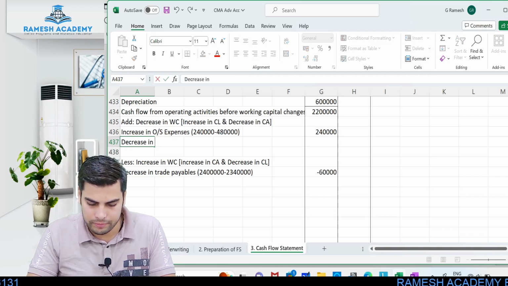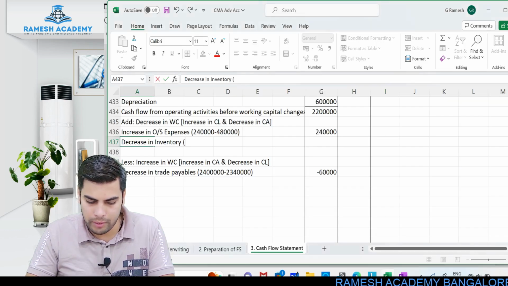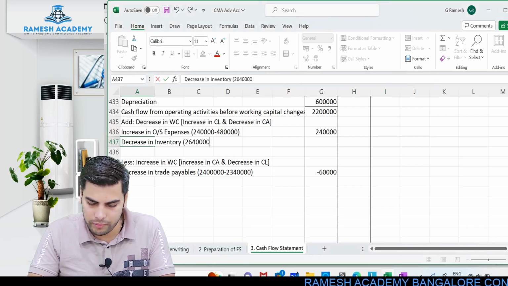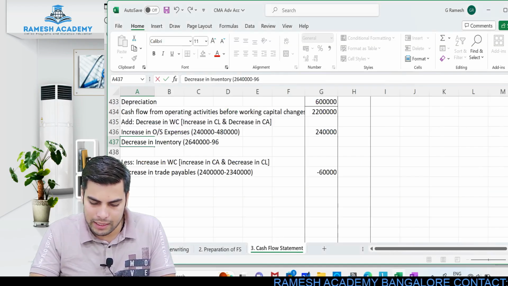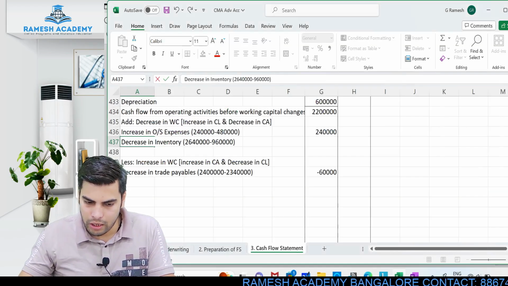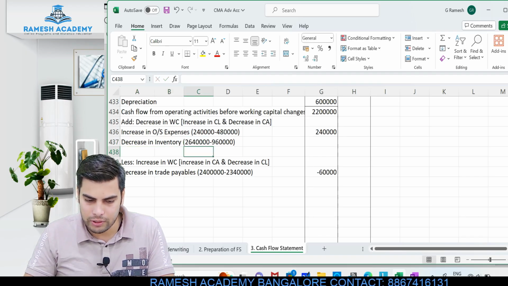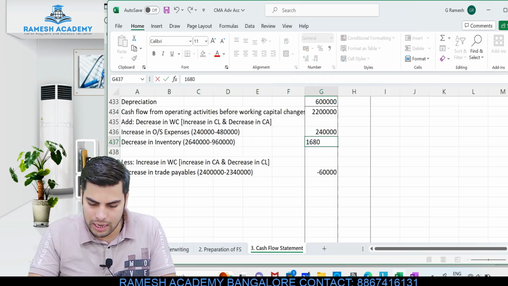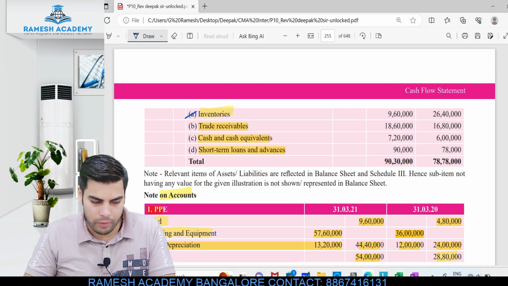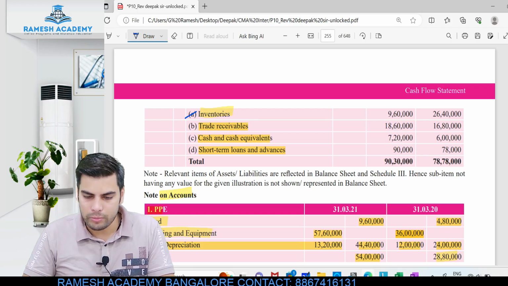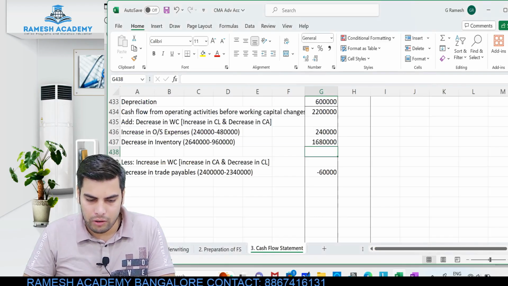Decrease in inventory. So what was the opening balance? Opening balance was 26 lakh 40,000. From this it has become 9 lakh 60,000. So it is reduced by how much? 26 lakh 40,000 minus 9 lakh 60,000. So it is reduced by 16 lakh 80,000 rupees. Inventory done. Then we have got trade receivables.